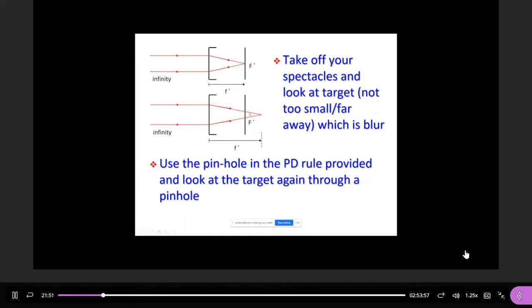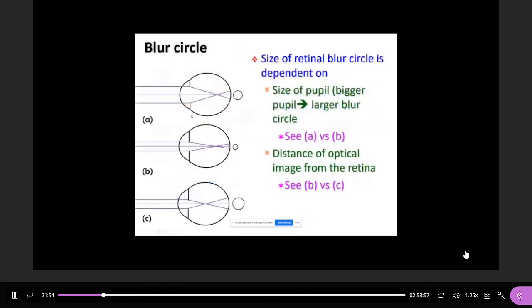Actually, you can look at the target again. Let's see the blur circle, how they change. The size of the blur circle, you can see a little bit different. So how do they change? Let's see, this is figure A and figure B. In figure A, right, they are making the blur circle.